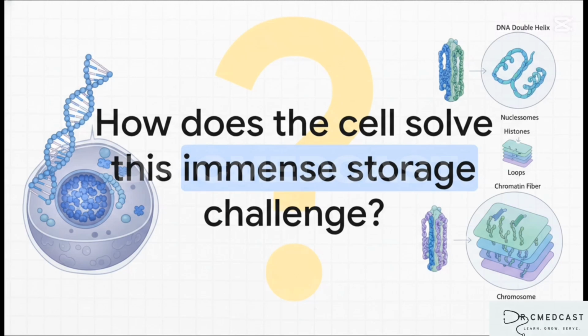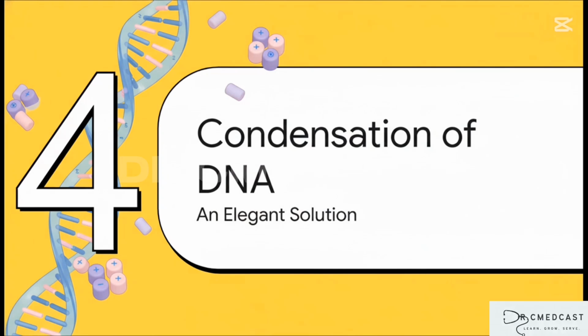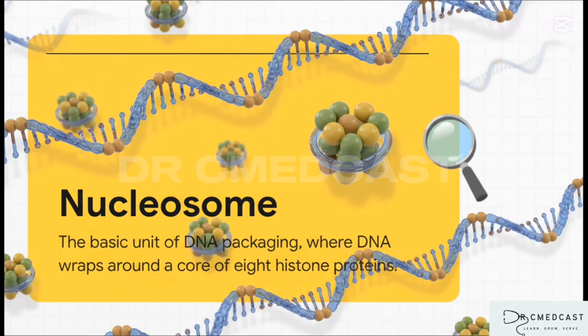Well, the solution is a total masterclass in organization. The solution starts with a bunch of proteins called histones. You can think of them as tiny molecular spools. See, DNA has a negative electrical charge, and these histone proteins are positively charged. Opposites attract, right? That natural attraction is the key, and it kicks off the first critical step in this amazing packaging process. The basic unit of this whole packaging system is called the nucleosome.